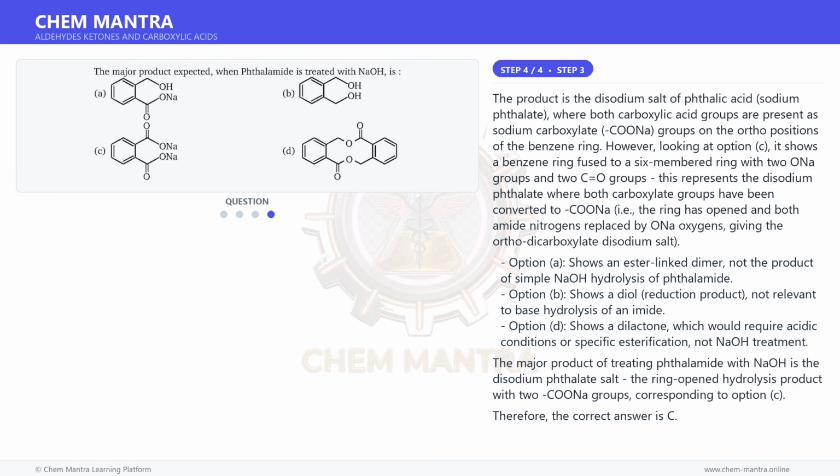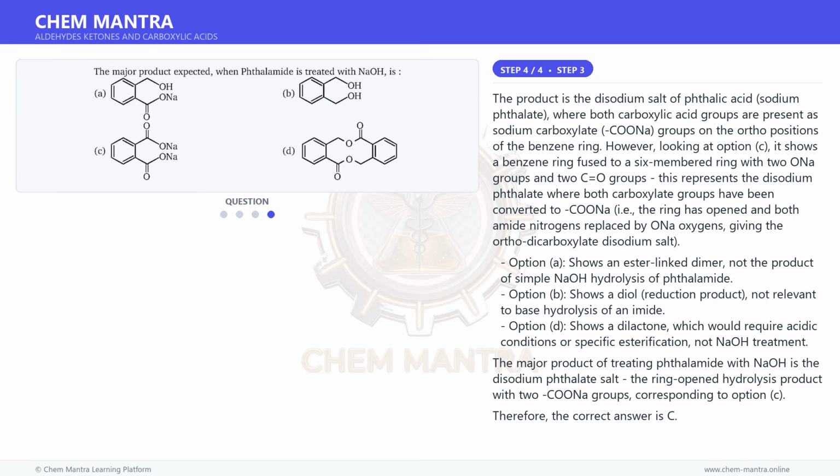Option A shows an ester-linked dimer, not the product of simple NaOH hydrolysis of phthalimide. Option B shows a diol, a reduction product, not relevant to base hydrolysis of an imide. Option D shows a dilactone, which would require acidic conditions or specific esterification, not NaOH treatment.